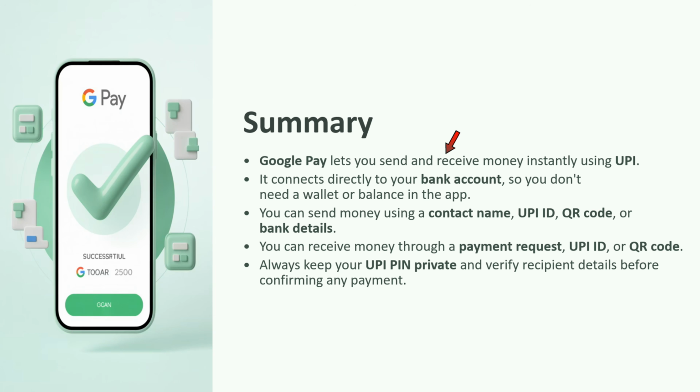You can send money using contact name, UPI ID, QR code, or bank details. You can receive money through a payment request, UPI ID, or QR code. Always keep your UPI PIN private and verify recipient details before confirming any payment.